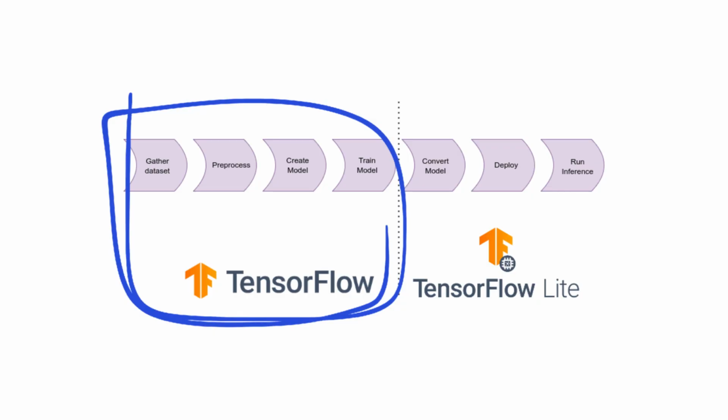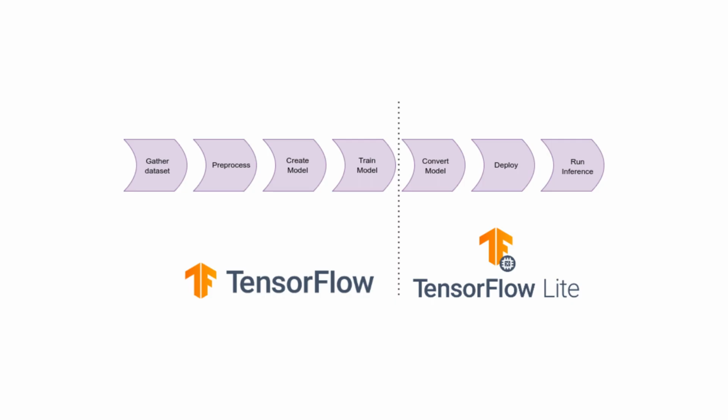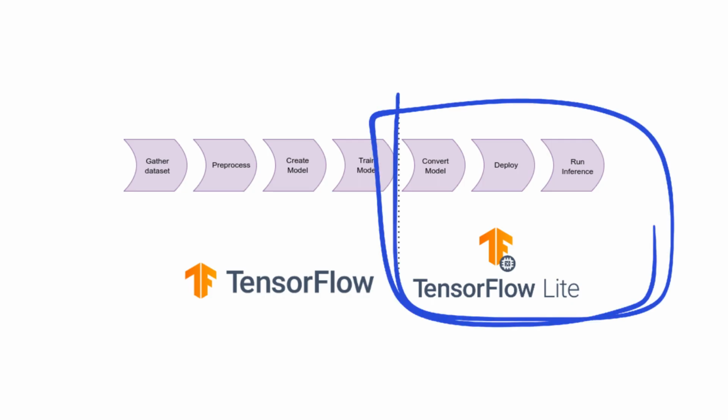It was data collection, capturing images with the OV7675 camera, preprocessing, augmentation, resizing, color and range adjustments, model training, building and training a convolutional neural network. For today we will focus on the part on the right: model conversion, deploying to the target and running inference.